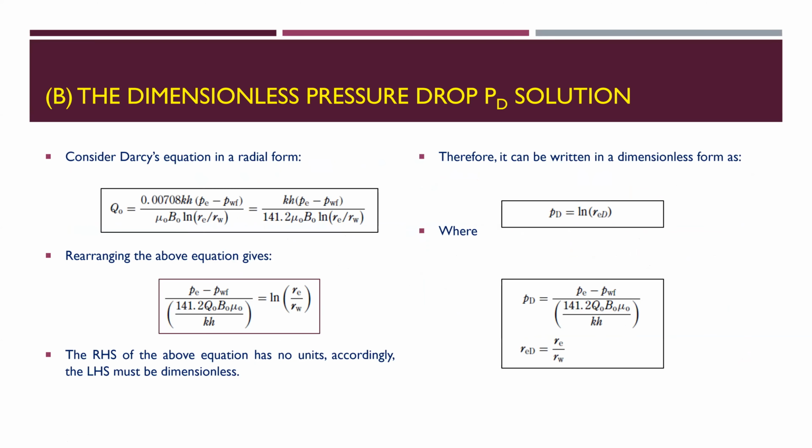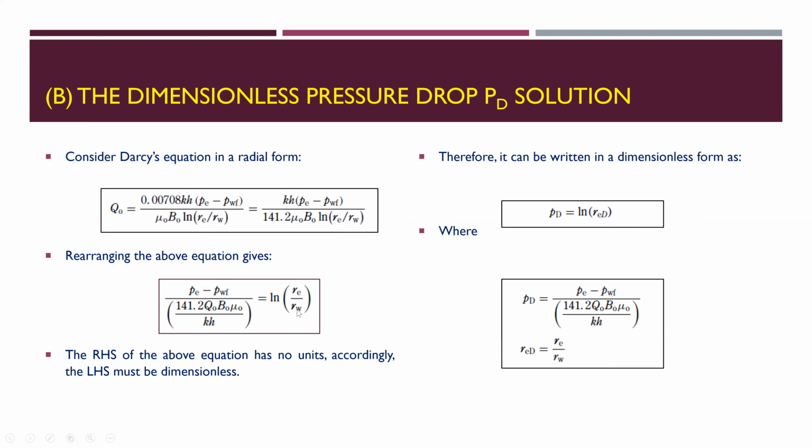The second one is the dimensionless pressure. We need to replace pressure as a real value with the dimensionless one. I told you the story of dimensionless starts with the Darcy equation. This is the normal Darcy equation. Try to rewrite this equation in this form by considering ln Re over Rw on one side and taking all the other parameters to the other side. This is the beginning of the story of dimensionless.